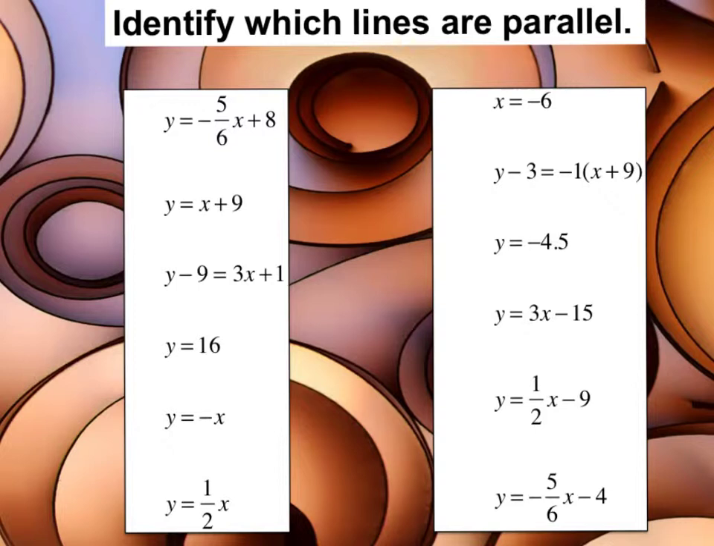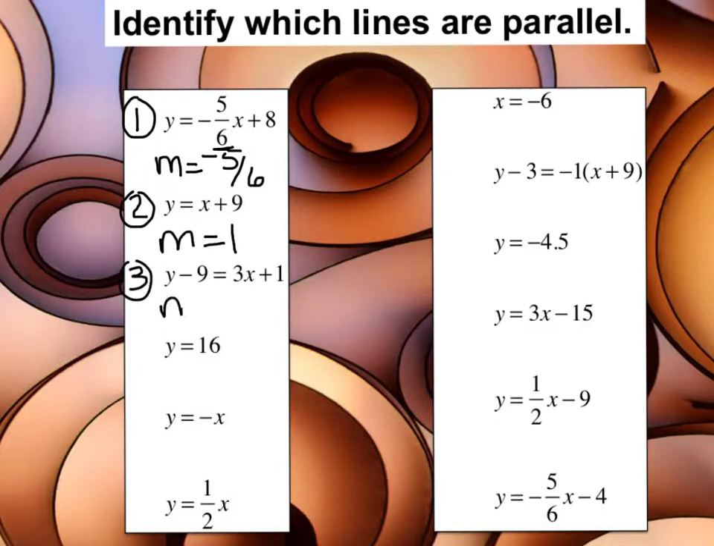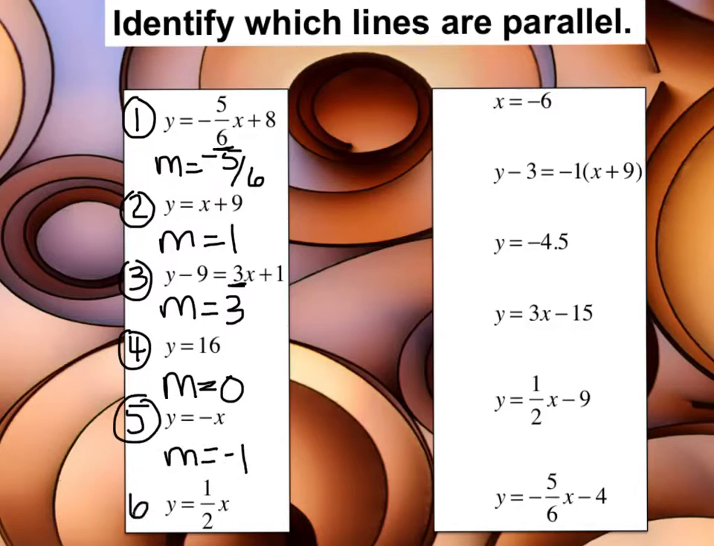So let's look at the first column. We'll call this problem number 1. The slope here is always in front of x, so our slope for this problem is m equals -5/6. For equation number 2, our slope is 1. Equation number 3, our slope is 3. Remember, it's always next to the x term that gives us a slope. For number 4, it's y equals a number, and that is a horizontal line, so our slope is 0. Number 5, our slope is -1. And number 6, our slope, which is right next to x, is 1/2.